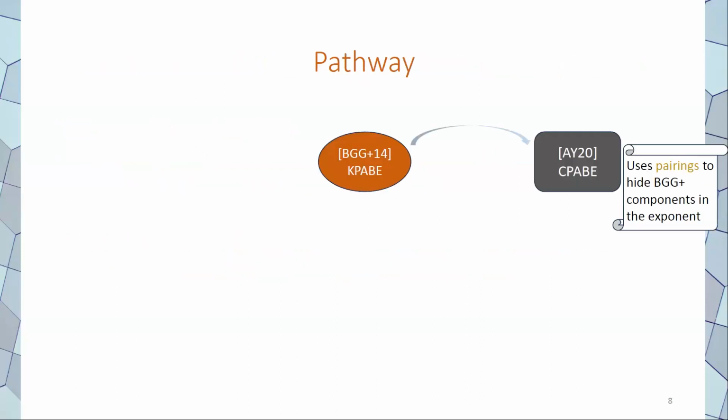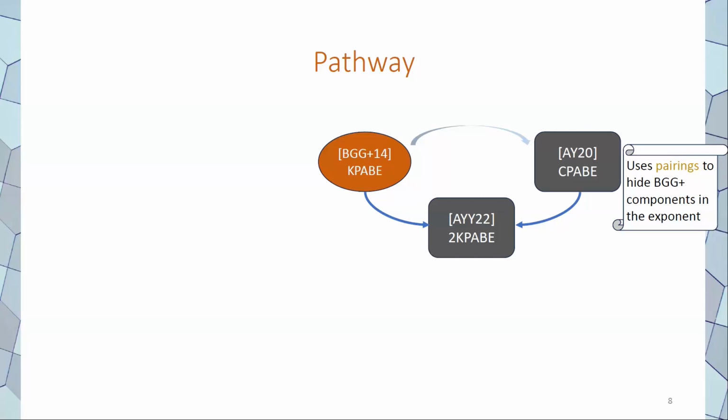So here is a pathway for our intuition to this work. It begins with Agrawal and Yamada's construction for succinct CPABE in 2020, which uses Boneh et al.'s key policy ABE as the basic structure, with its nice properties. And in this work, Agrawal and Yamada generated new techniques, and one of these uses pairings, which basically hides BGG+ ciphertext components in the exponent.